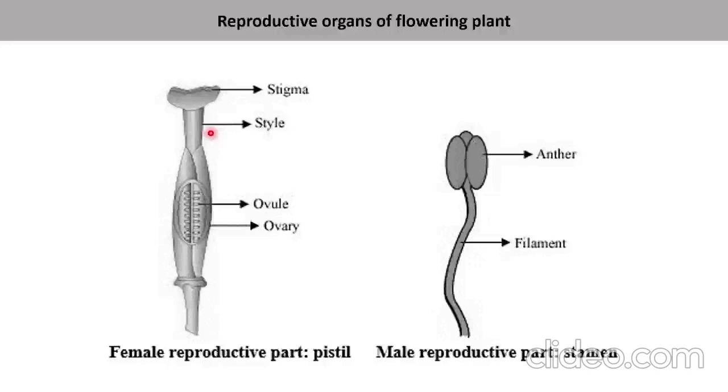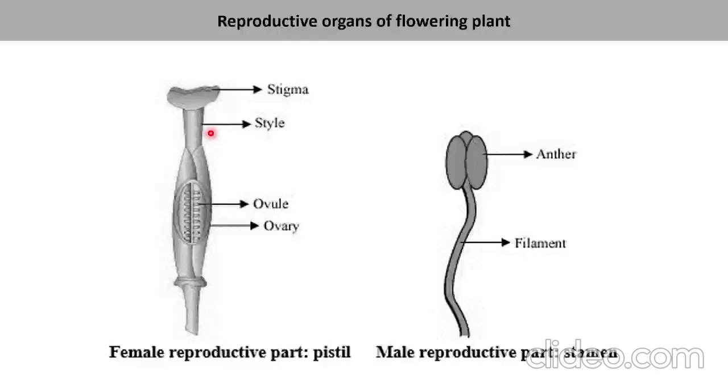Now, the problem with the flower is that these two cells are not present in one place. There are various ways by which these two cells can be brought together. There are several examples of plants where the flower is either only male or only female. There are some flowers which have both male and female organs, and some flowers have either male or female organs.